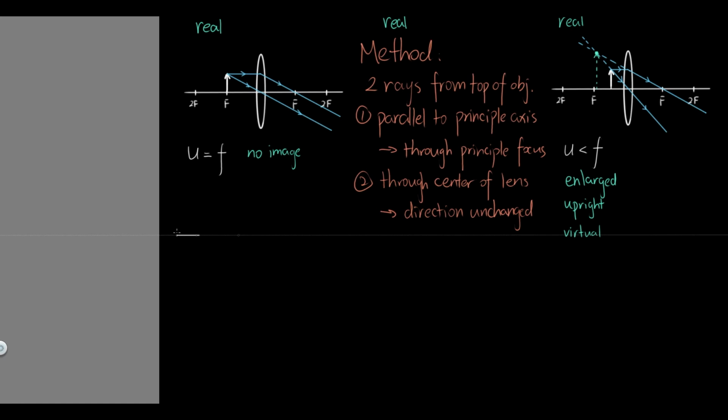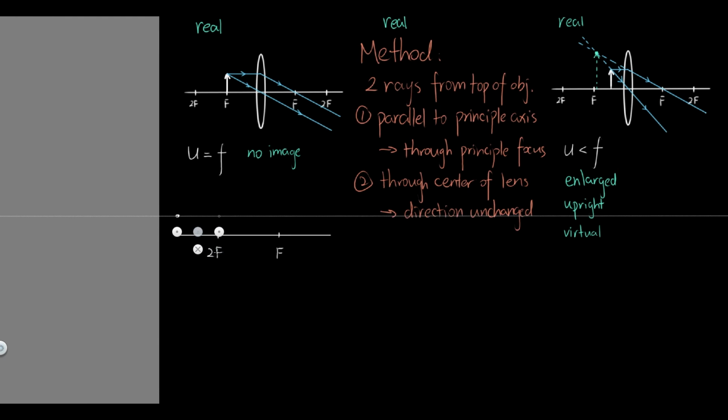So let's say this is the principal axis, right? And here we have 2f and f. So this is the focal length, and this is twice the focal length. Let's condense all of these into one single diagram. So we know that when the object is, well, is greater than f basically.